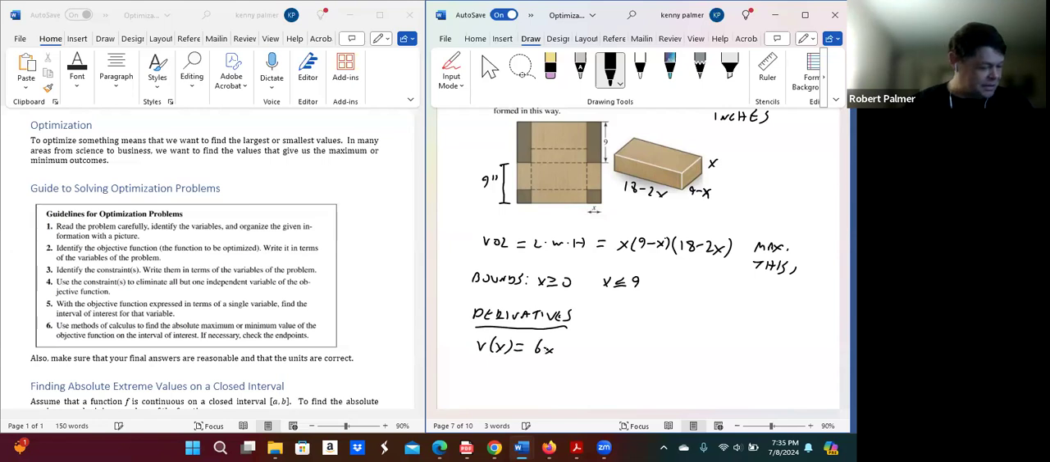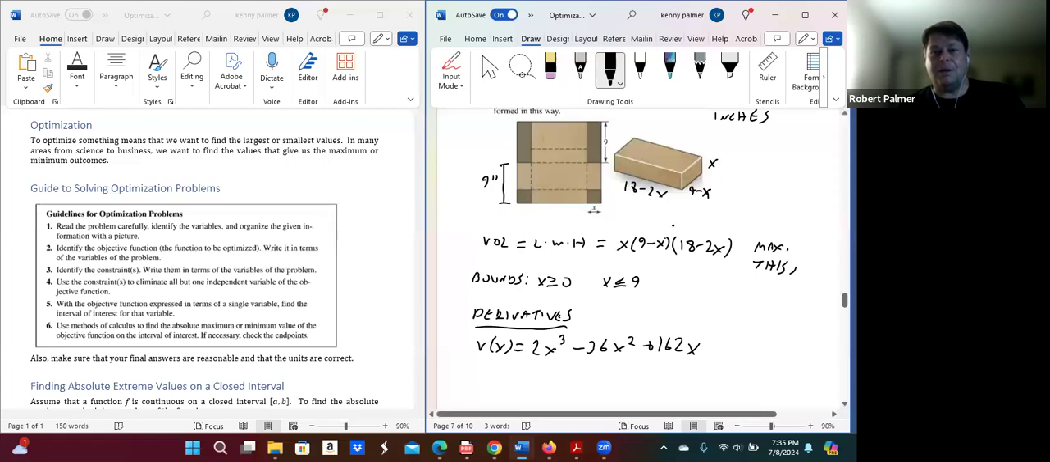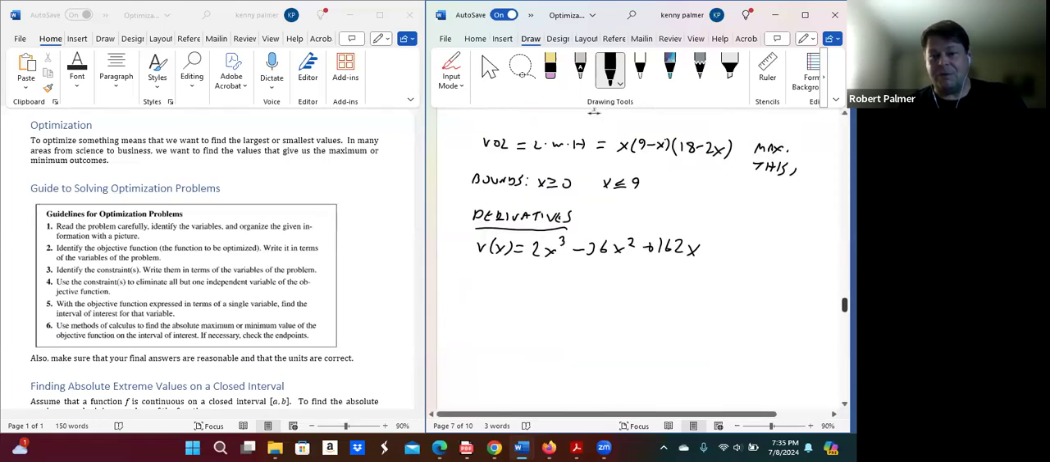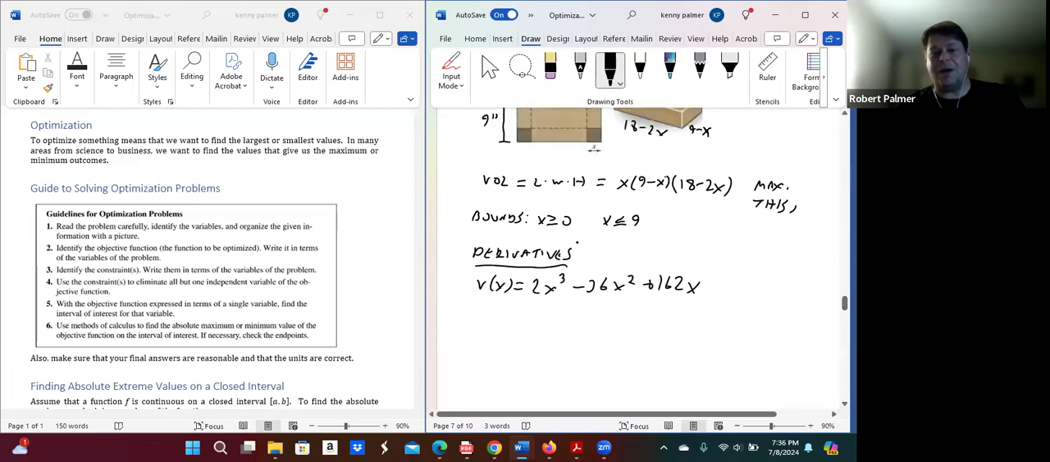No, hang on. So if we multiply that all out, we should get 2x cubed minus 36x squared plus 162x. Okay, so that is our function for our volume. Let's go with x moving between 0 and 9.